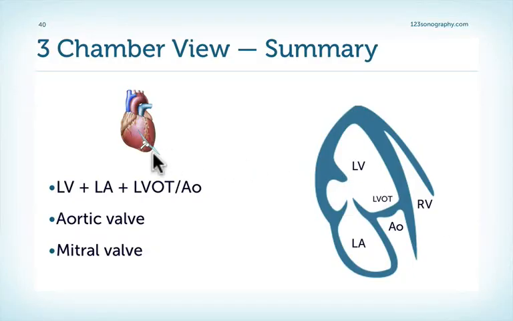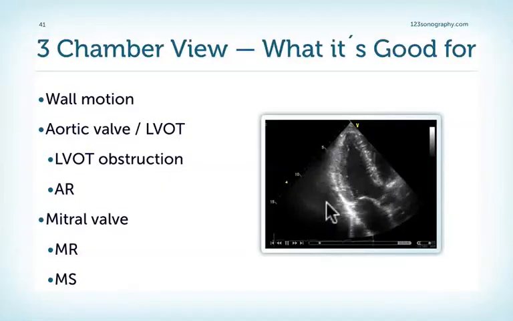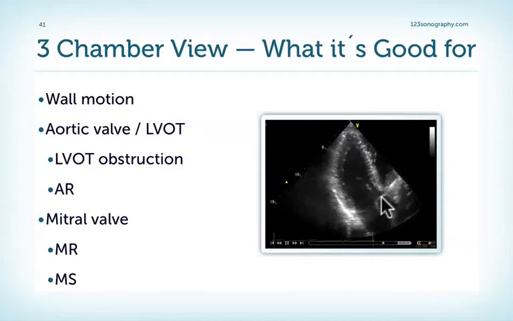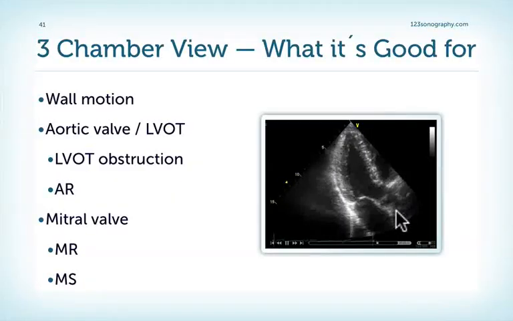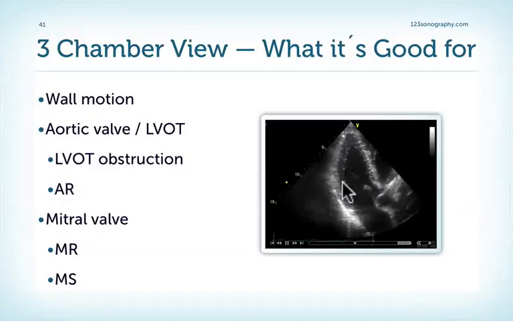We're located in such a way that it's a long axis view which transects the aorta and the left ventricle and parts of the right ventricle. The three-chamber view is good to assess global and regional wall motion abnormalities, the aortic valve, the LVOT for LVOT obstruction, for looking at aortic regurgitation, and also to look at the mitral valve with respect to the presence and mechanism of mitral regurgitation and mitral stenosis.